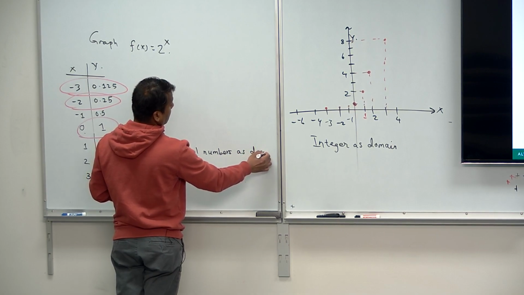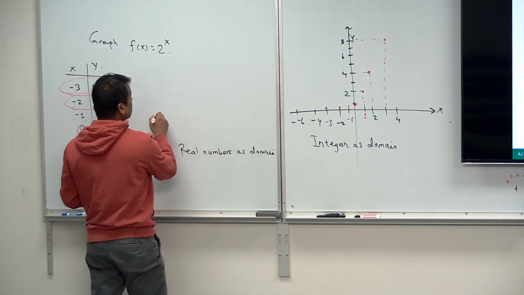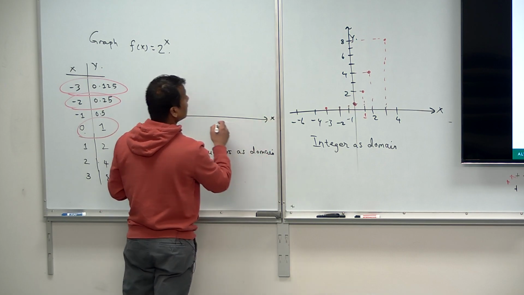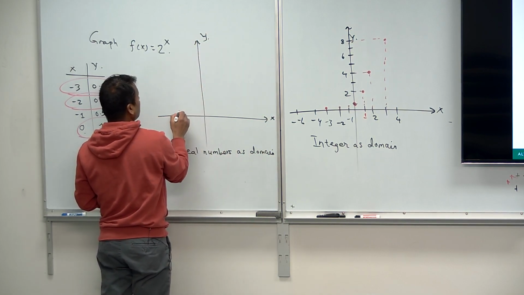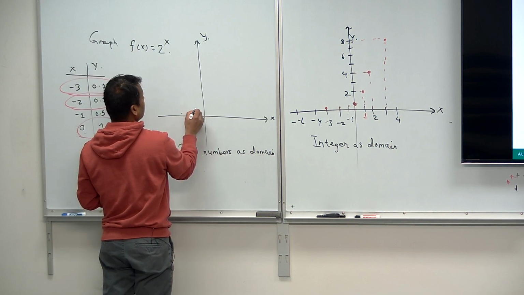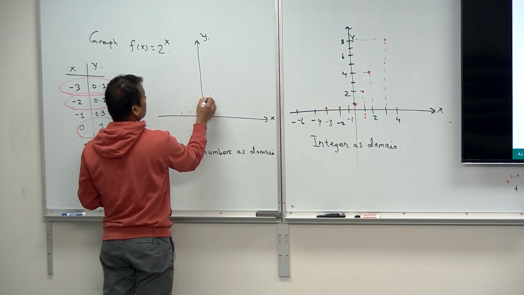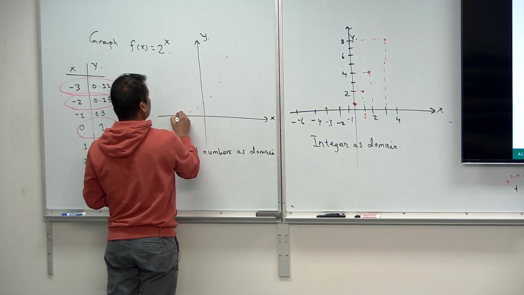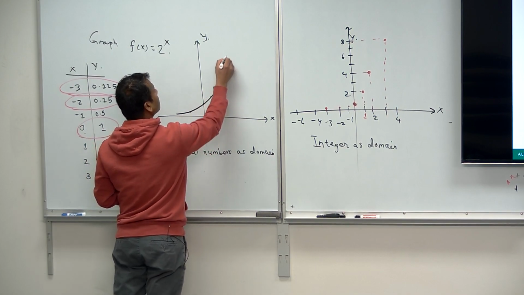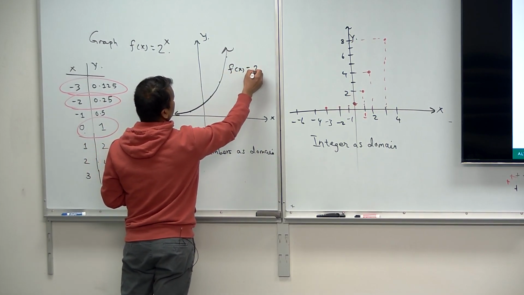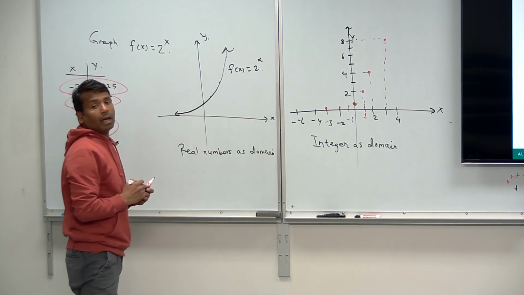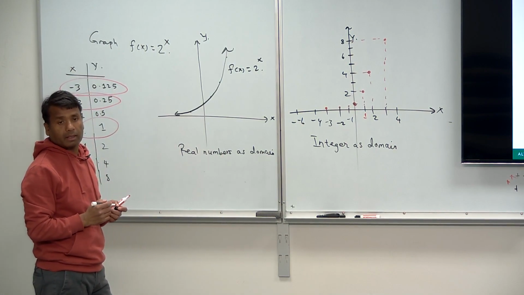So if you consider all real numbers as the domain, then your graph looks like this. This is your x-axis, this is your y-axis. You see you have something like this, right? So you'll have a graph like this. This is the graph of the function f(x) equals 2 to the power x.